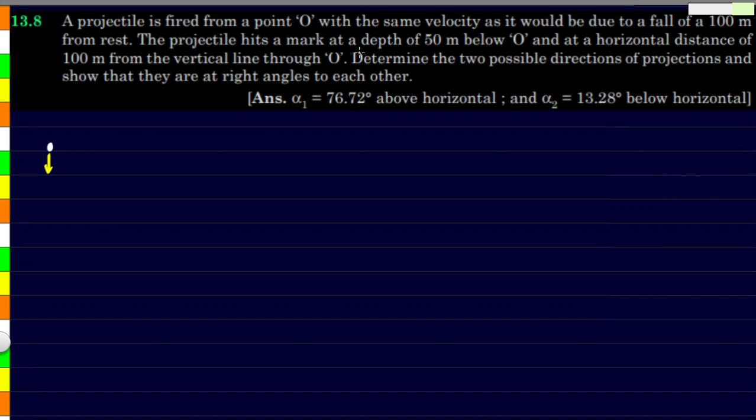The velocity will be given by an object which is dropping from a height of 100 meters. So let us assume an object over here like this, and it is falling from this height here, and the initial velocity with which it is going to fall, of course, is going to be 0, and when it reaches down here, its final velocity will be given by the equation under root 2gh. So now this is the velocity with which our object is fired.